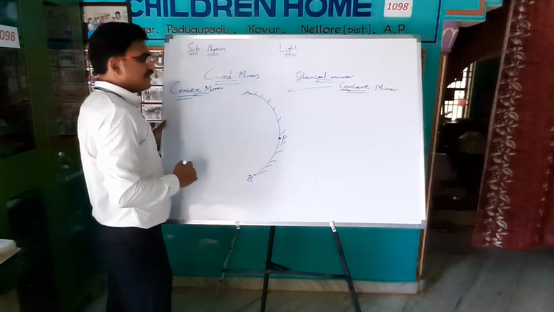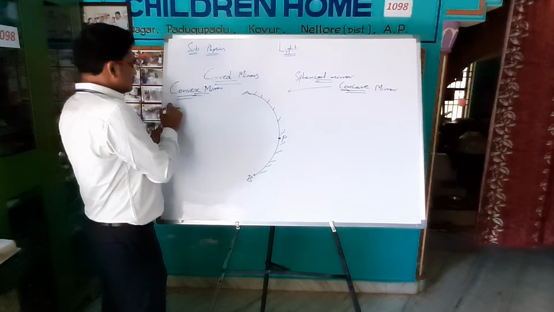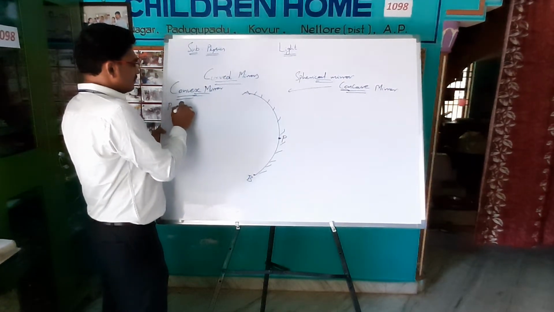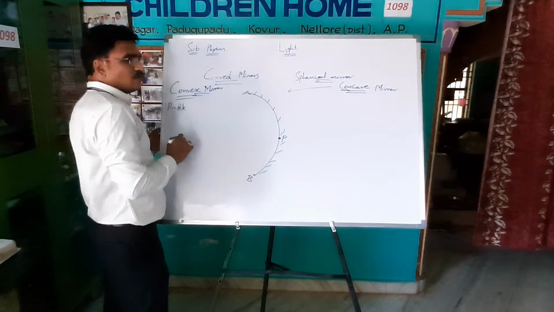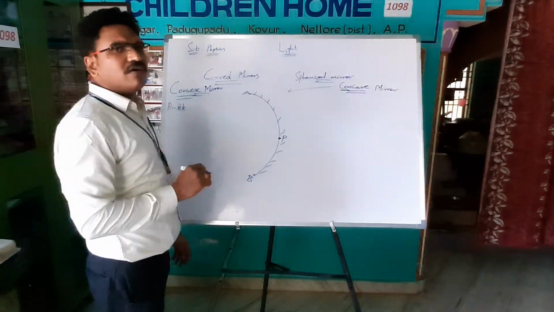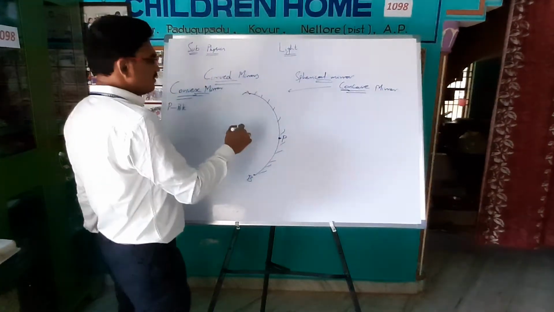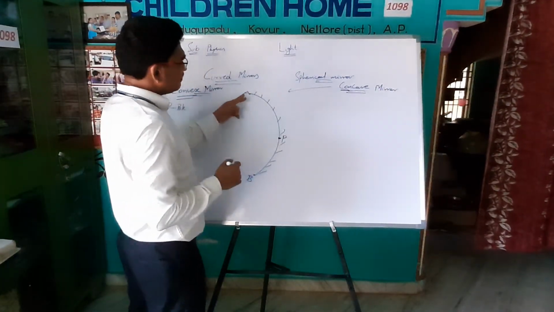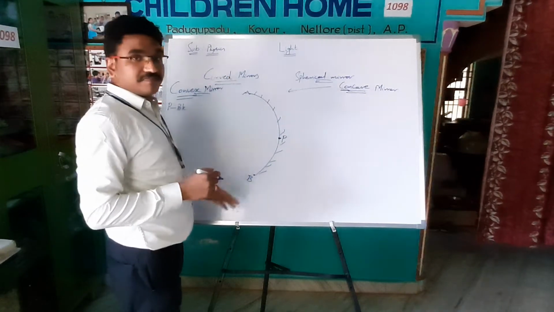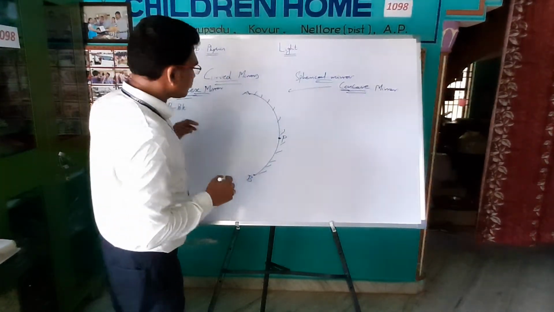So what is P here? P is nothing but the pole. Pole means pole or vertex. Some people call it vertex also, or we can call it pole. This is the pole, meaning the geometric center of AB. This is what you should understand.